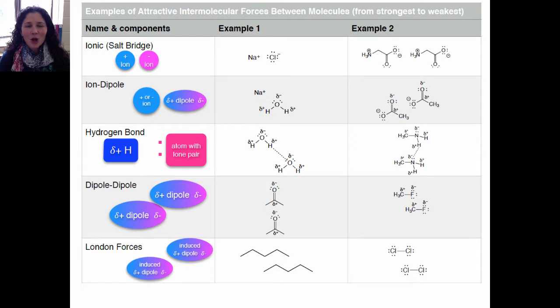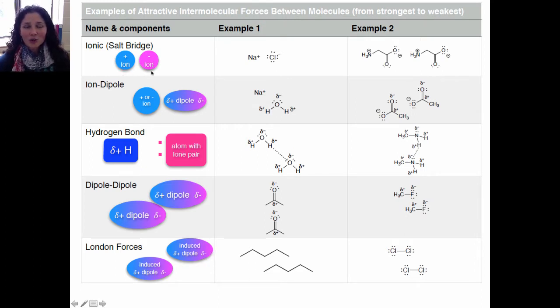On the table is a cartoon representation for each of the attractive forces, followed by 2 examples of each. Please take some time now, examine this table, and answer as many of the questions that follow before you go on. I'll now give a brief description of each of the types of forces.